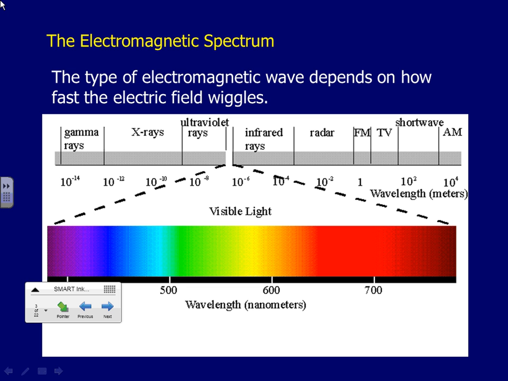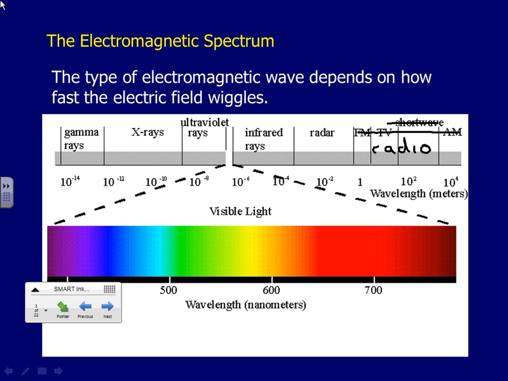I want you to write this thing down. I want you to write a line of some sort and put the frequencies. The size of the space does not matter. I'm going to change a few things here, so I'll work with you on this. So write down what the electromagnetic spectrum is. The type of electromagnetic wave depends on how fast the electric field wiggles. Let's start right down here, okay? And let's call these radio waves. Just put radio down here, all right?